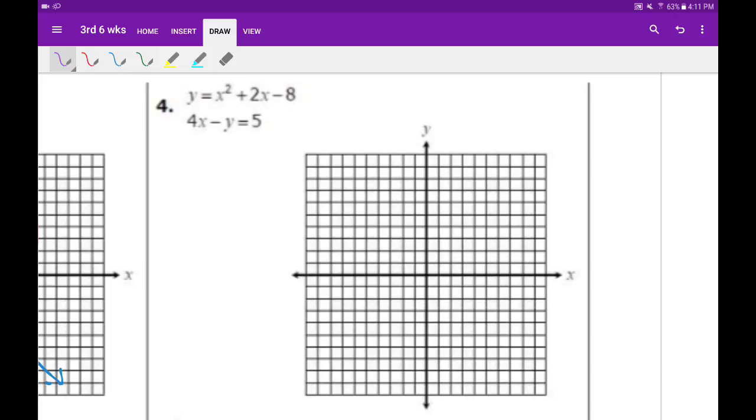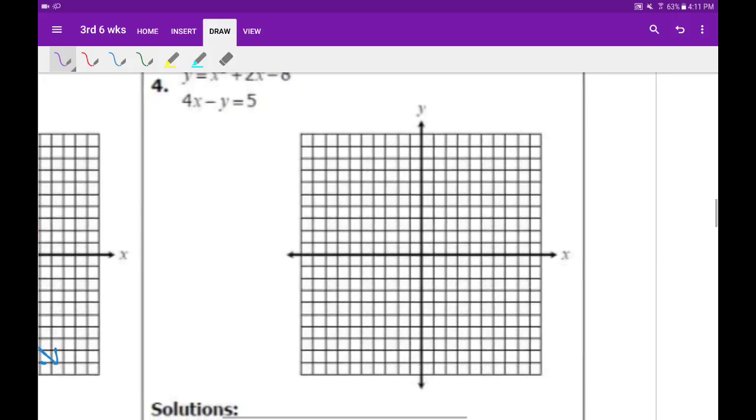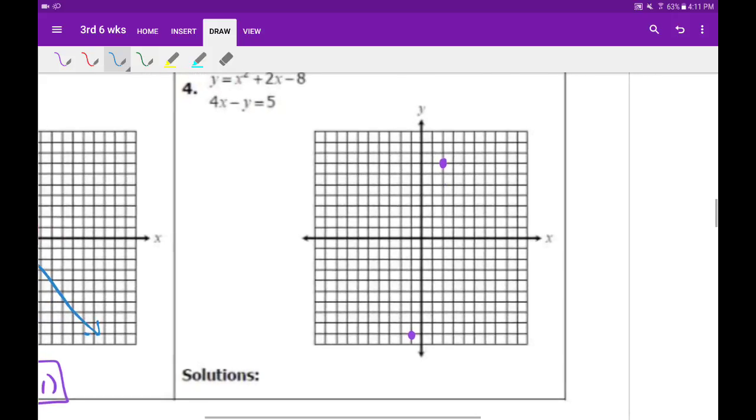So what I do first is I plot my intersection points. One point is -1 and -9, so all the way down here. And then the other point is 3, 7, right there. Okay, so the line equation is really easy to graph. All I'm going to do is just draw a line that goes through both points. It can be trickier at times. All right, so there's my line.